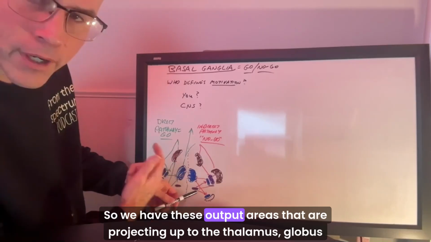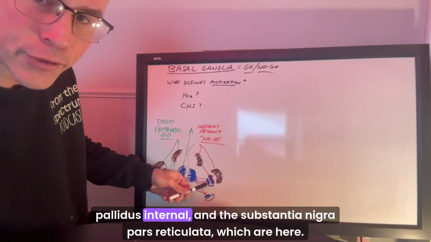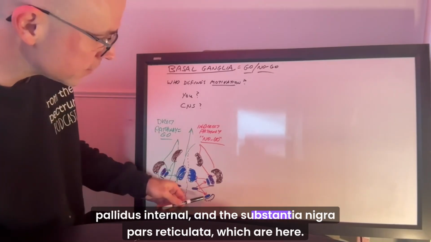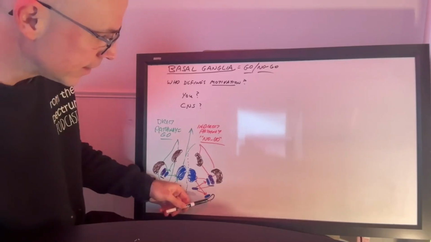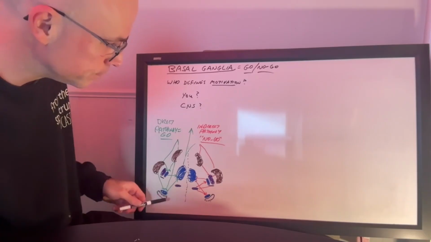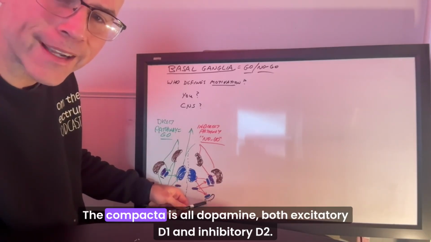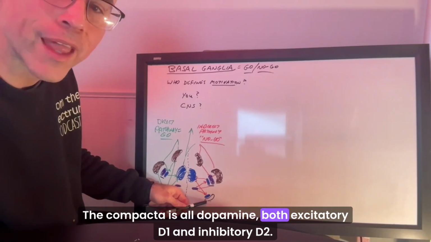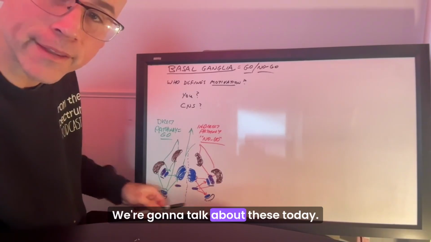So we have these output areas that are projecting up to the thalamus, globus pallidus internal, and the substantia nigra pars reticulata, which are here. This is the substantia nigra. The reticulata is all GABA. The compacta is all dopamine, both excitatory, D1, and inhibitory, D2. We're going to talk about these today.